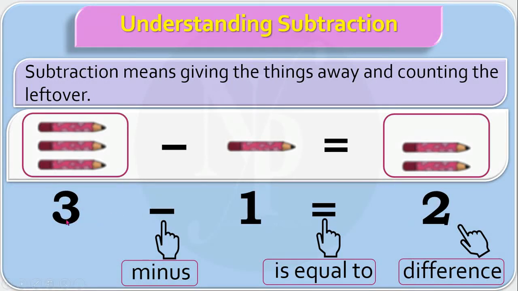So there were 3 pencils. 1 pencil was given away, and after giving 1 pencil, there are 2 pencils remaining in the box. And this process is called subtraction: giving away or taking away or losing a few things from a set of things is called subtraction. Let us take a few more examples to understand more about subtraction.